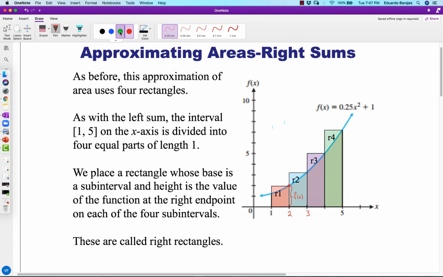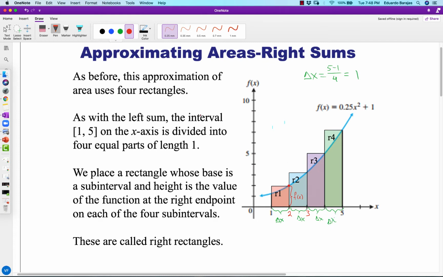The delta x. Delta x is equal to 5 minus 1 divided by 4, which gives you 1. So each one of these bases, the base of each rectangle, is going to be 1. That's a delta x width. That's a delta x width. And finally, that's a delta x width.